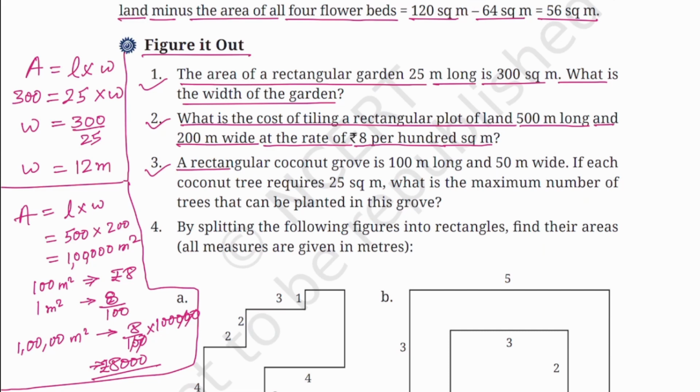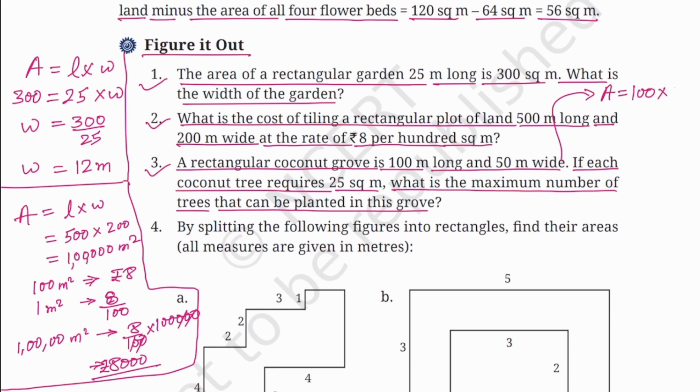3. A rectangular coconut grove is 100 meter long and 50 meter wide. If each coconut tree requires 25 square meter, what is the maximum number of trees that can be planted in this grove? Area of the plot is 100 into 50, that is length into width, that is 5000 square meter.